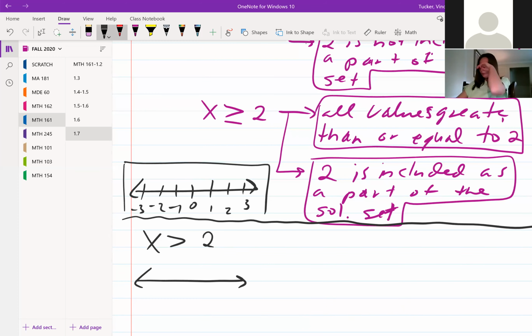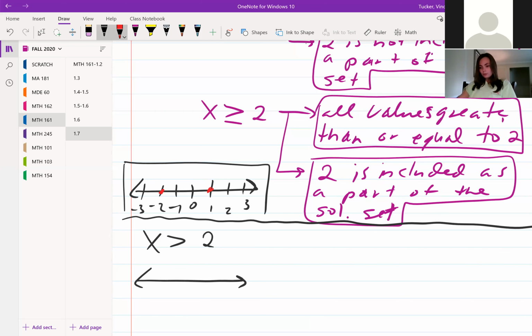So if I'm looking at positive 1, I want all the values that are greater than 1. It will be all of the values to the right of 1. All the values that are less than 1 will be to the left of it. Same thing with negative 2. All the values that are greater than negative 2 will be to the right of it. All the values that are less than negative 2 will be to the left of it.